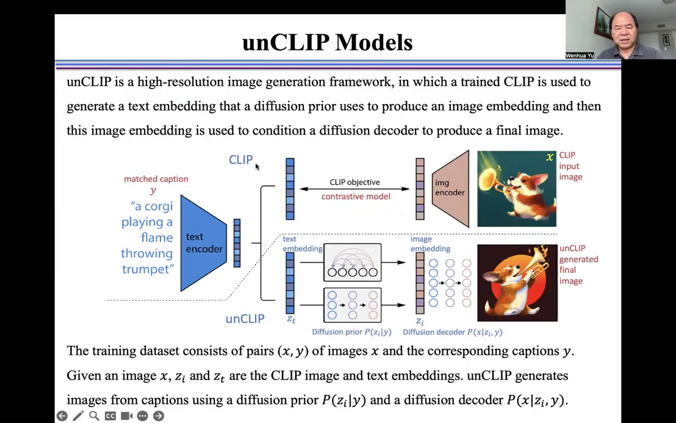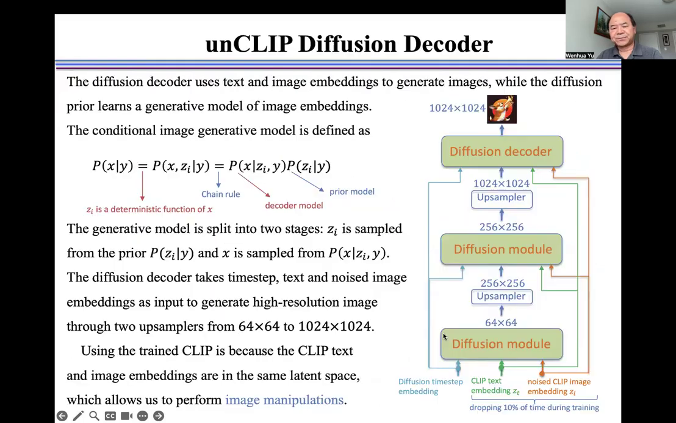This is the CLIP model and this is the unCLIP framework. The training dataset consists of pairs (X, Y) of images X and the corresponding captions Y, as shown here. This X and this Y match the caption. Given an image X, Zi and Zt are the CLIP image and text embeddings. unCLIP generates images from captions using a diffusion prior P and diffusion decoder P, from here and here.